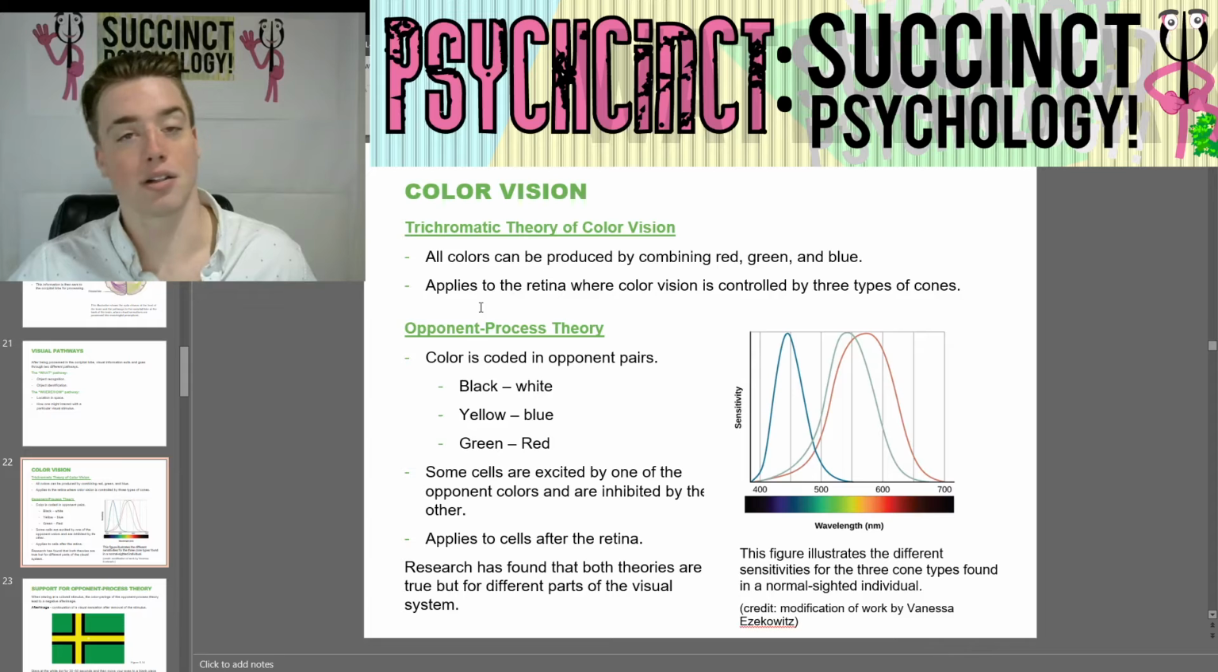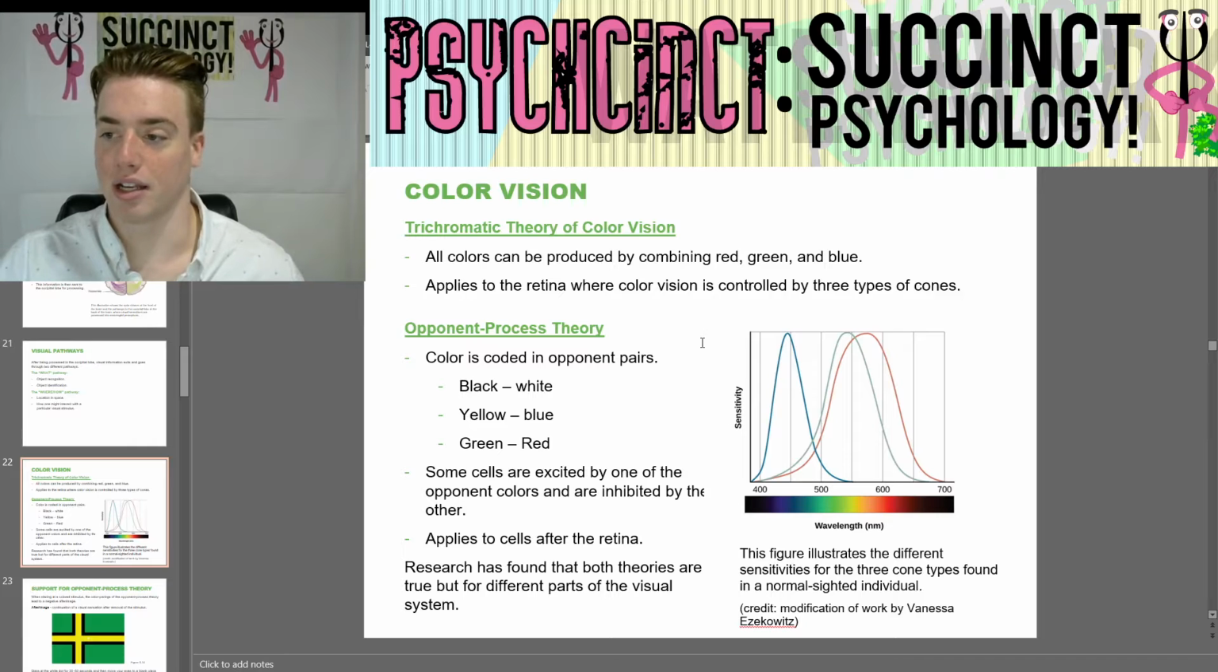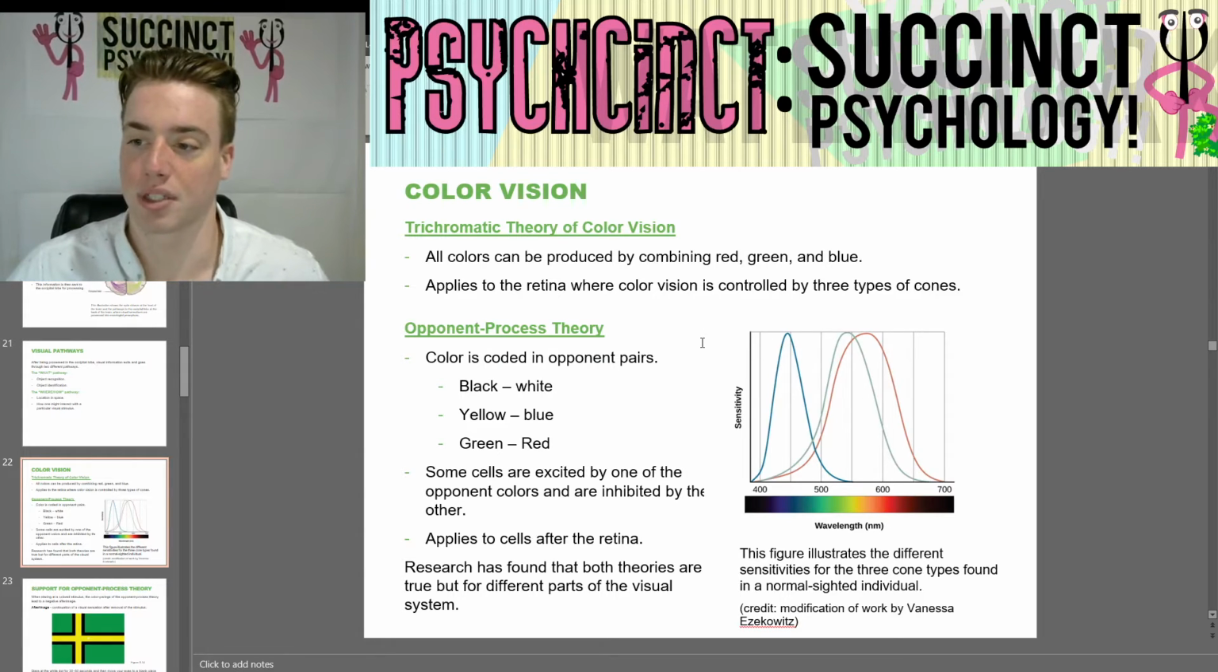So, color vision. You have two theories for color vision. The trichromatic theory of color vision states that all colors can be produced by combining red, green, and blue. It applies to the retina, where color vision is controlled by three types of cones.